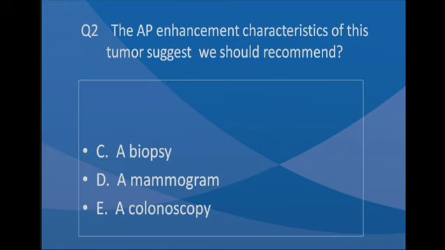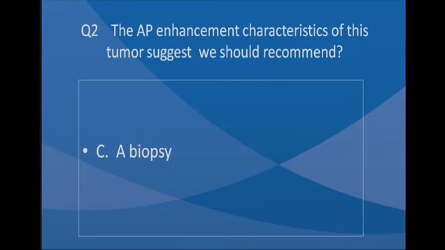So the answer here, of course, is that the CT and MR won't give additional information. The mammogram and colonoscopy might give an answer, but not likely. And what we have to do is a biopsy. So the correct answer when we see this rapid washout is a biopsy of the tumor.